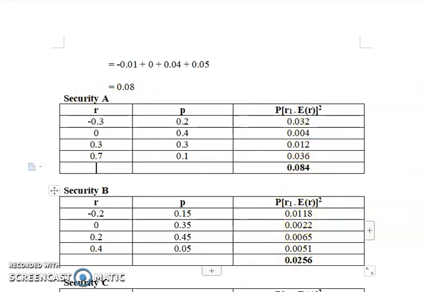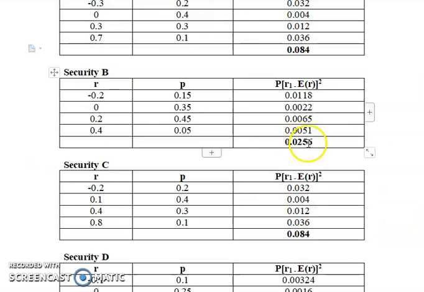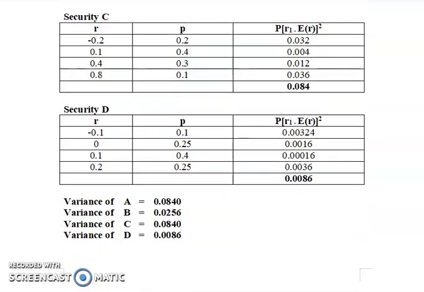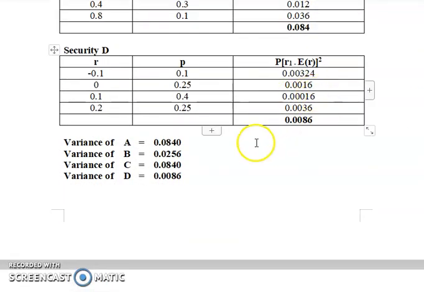Similarly, I calculate for this and I get 0.0256. I calculated for securities A, B, C and D similarly, and I have got the variances for these. Variance of A is 0.08.